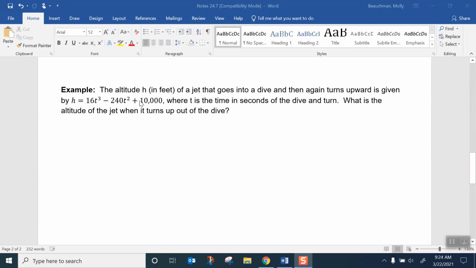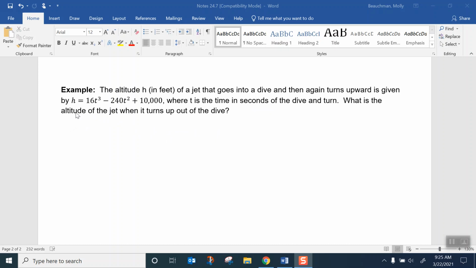The second example says the altitude h in feet of a jet that goes into a dive and then again turns upward is given by the function h equals 16t to the third minus 240t squared plus 10,000, where t is the time in seconds of the dive and turn. What is the altitude of the jet when it turns up out of the dive?